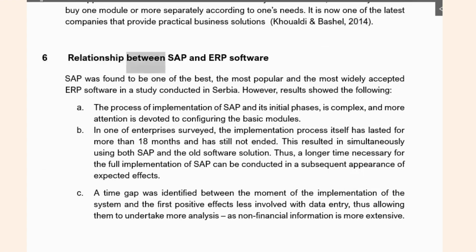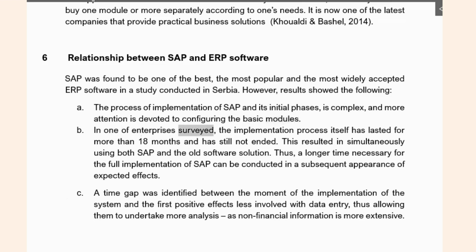6. Relationship between SAP and ERP software. SAP was found to be one of the best, the most popular and the most widely accepted ERP software in a study conducted in Serbia. However, results showed the following. The process of implementation of SAP in its initial phases is complex, and more attention is devoted to configuring the basic modules.